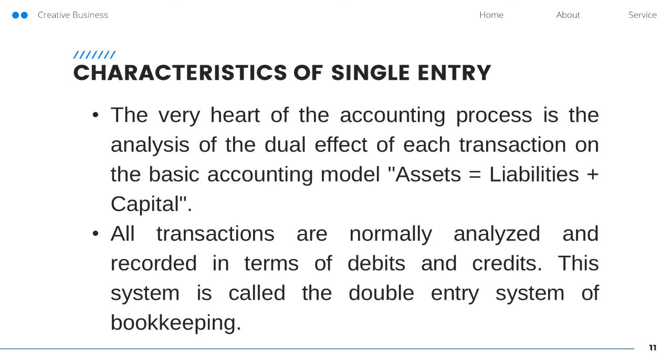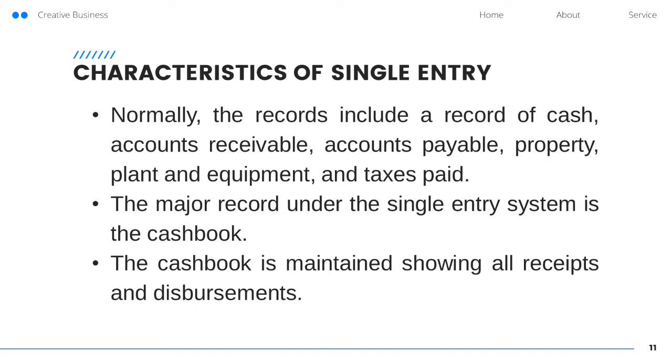A system of record keeping in which transactions are not analyzed and recorded in a double entry framework is called a single entry system. Where the records are incomplete, they are said to be maintained on a single entry basis. Under the single entry system, the records maintained are represented by the so-called bare essentials. Normally, the records include a record of cash, accounts receivable, accounts payable, property, plant, and equipment, and taxes paid.